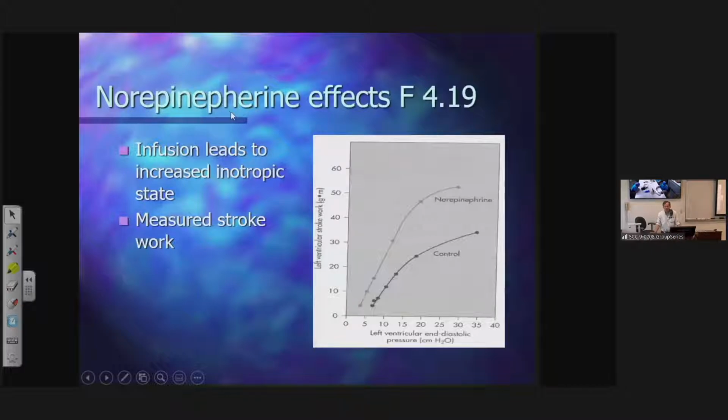No. So what happens if I give you norepinephrine? It increases the inotropic state. It increases the heart rate, but it also increases the force of contraction. So here's LV pressures, and then this is, I can't really read it, it's too far away from me. But I have it here.